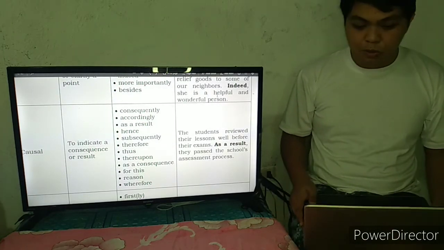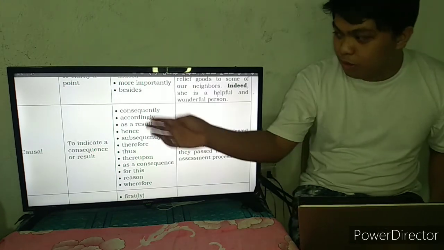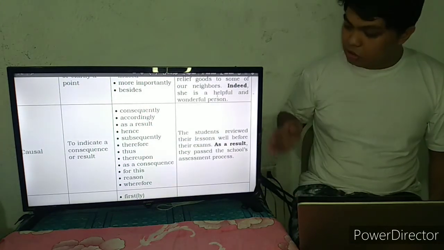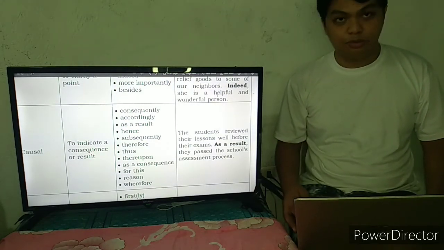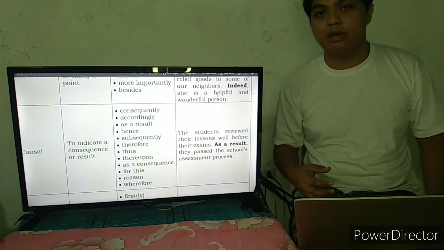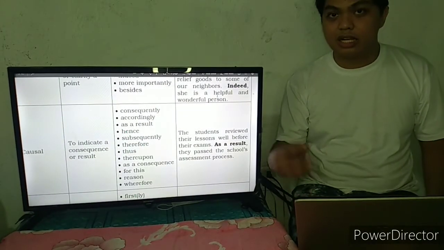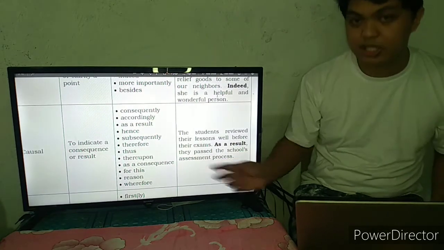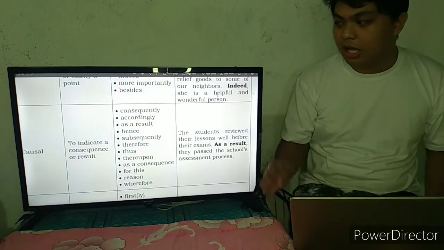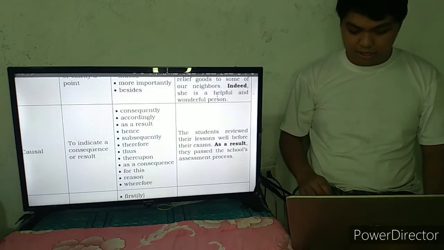So, ito naman yung mga words na nag-i-indicate ng mga resulta. Ito yung mga words na yan. And then, ito yung explanation ko. The students reviewed their lesson well before their exam. Nakapag-review ng maayos ang mga estudyante. As a result, dahil dyan, ang resulta ay they passed the school's assessment process. And that is under the transition of causal.